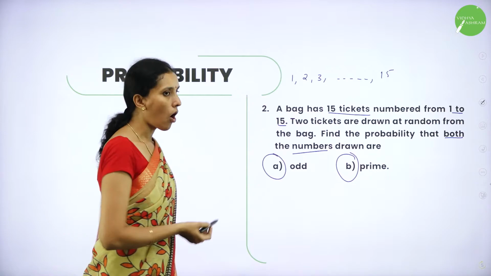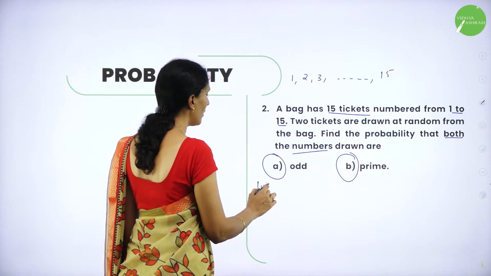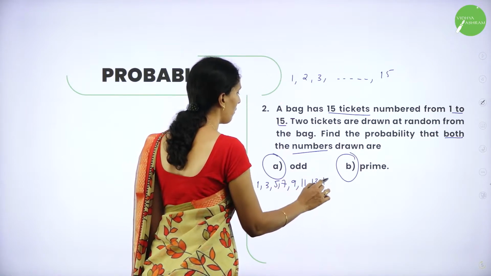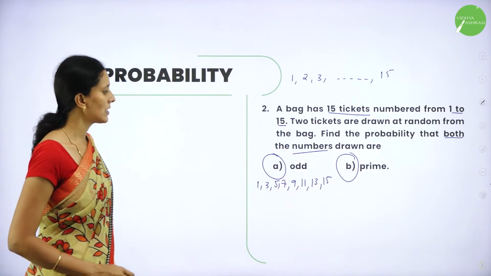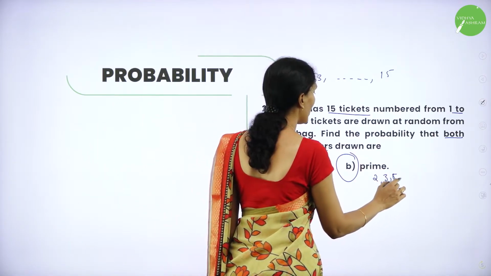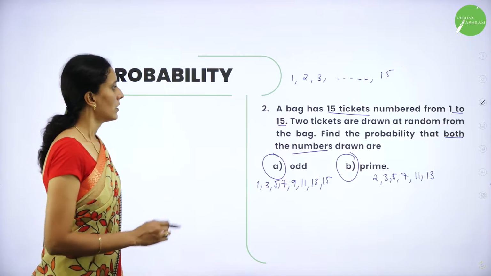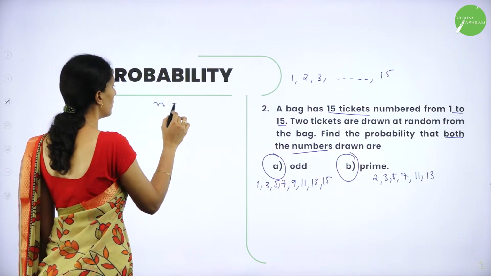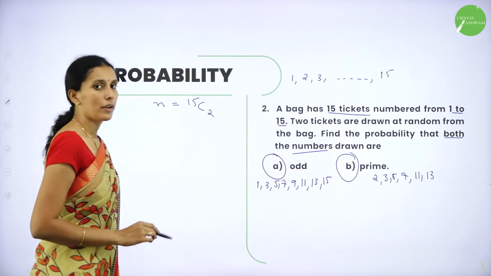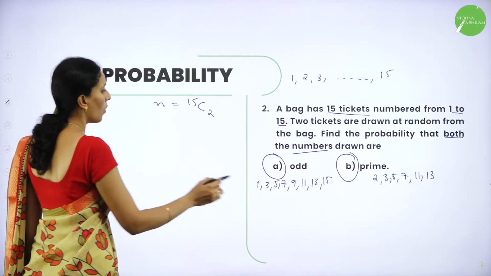If they are odd, what are my possibilities? If they are odd, my possibilities are 1, 3, 5, 7, 9, 11, 13, 15. So these are my possibilities. If they are prime, what are my possibilities? 2, 3, 5, 7, 11, 13. So these are my possibilities. So my n is equal to 15 here. So 15C2 here, because out of 15 numbers I am going to choose 2 numbers. So therefore what happens here?